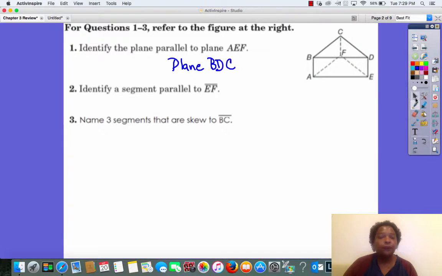Number 2, identify a segment that is parallel to line segment EF. So here's line segment EF. Now, the parallel segment has to be on the same plane, the same flat surface, and not touch EF. So my only option here would be line segment, proper notation, follow the same order, DC.